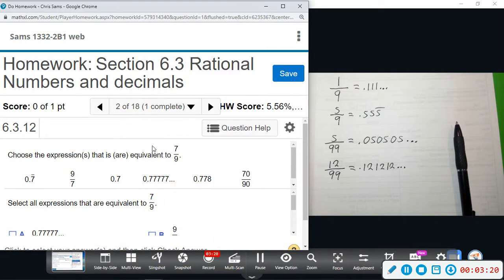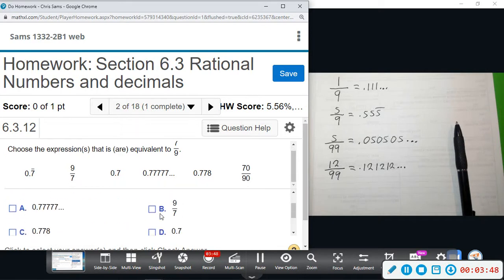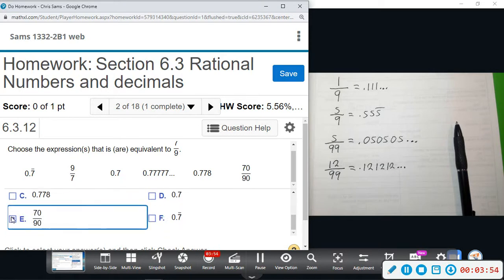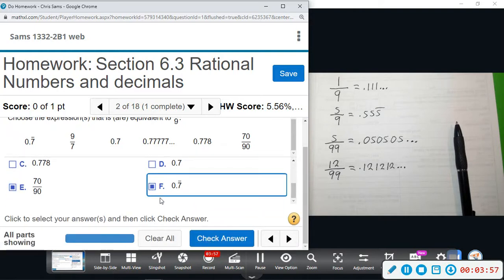So 7 divided by 9 would be this, which means repeating 7. That's the indication here. This has it flipped. That's not the same. Just 0.7 is not the same. It needs to be repeating. So 0.777, kind of like the dot dot dot, that will be the same. This is not. And 70 divided by 90 would be the same, because those zeros will reduce and just give you 7 over 9. So all of the expressions that are the same would be A, E, and F. Kind of hard to get them all on the screen, but A, E, and F.